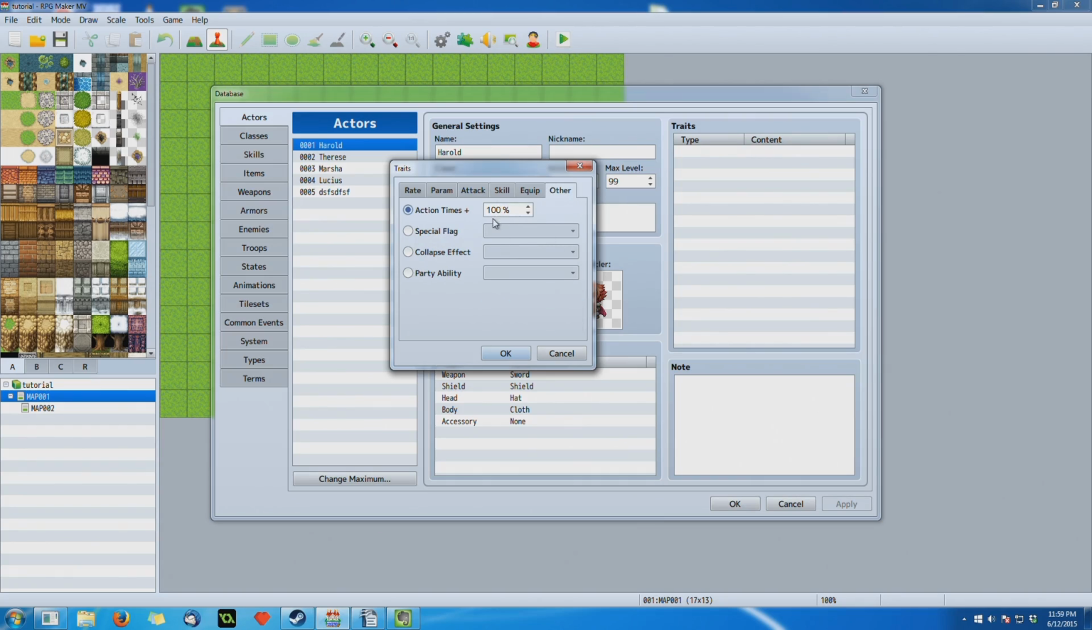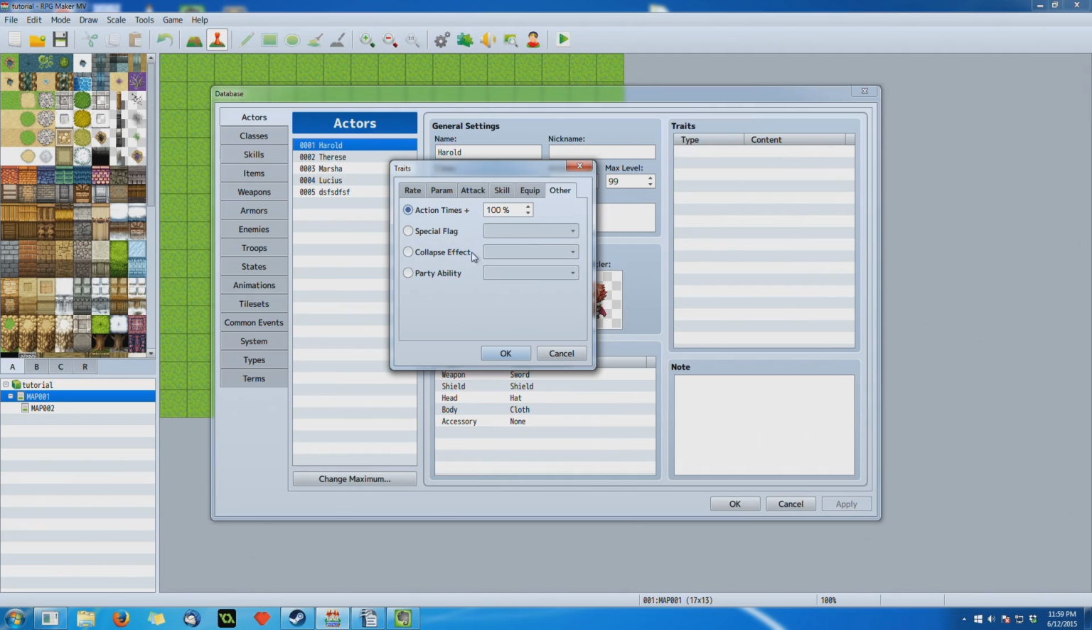Okay, so now action times. You might be wondering what that is. Sounds very similar to the attack times, but it's not. Action times is how many times you get to do something during a turn. So by default, you can only do one thing a turn. So you can only attack or take a potion or whatever. You can only do one thing.